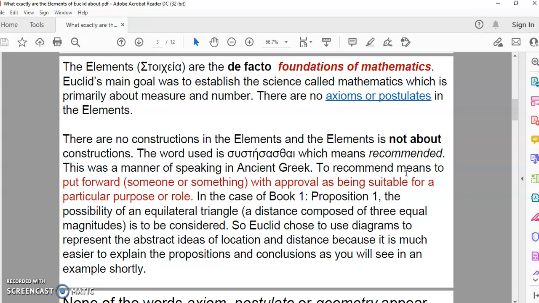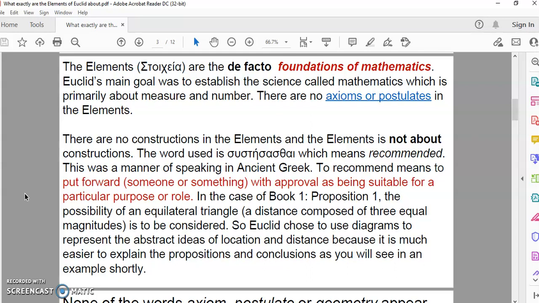There are no axioms or postulates in the elements. Okay? And please read this article. There's a link to it. Study it, actually. You'll need to study it. There are no constructions in the elements, and the elements is not about constructions.